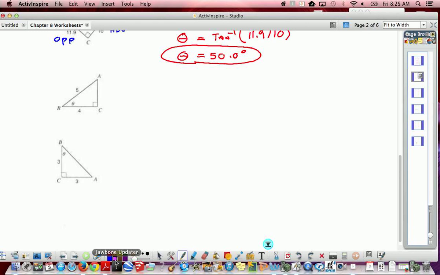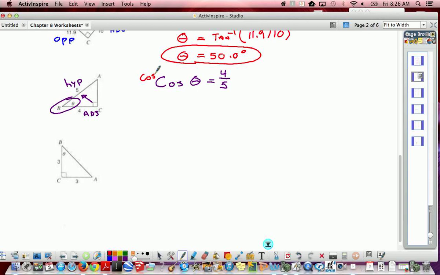Next one, continuing on here. So on this one here, here's my angle that I'm trying to find. Side next to it is adjacent. Side across from the right angle is your hypotenuse. So we're back to cosine. We've been jumping back and forth here from cosine and tangent. So cosine of theta is equal to adjacent 4 over hypotenuse 5.